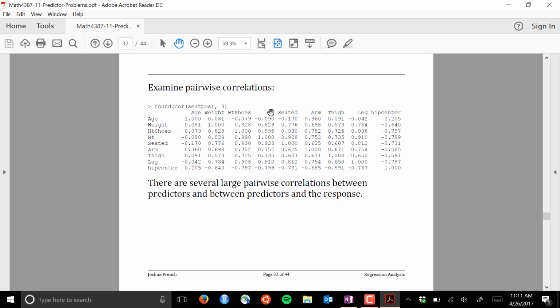So in terms of detecting the problem with collinearity, we compute the pairwise correlations of all the regressors, all the predictors in our model. And this actually includes SIP center as well. So this is not just the correlation of the regressors, but also of the response here. And I've rounded these to 3 decimal places so that I can show this all on one slide.